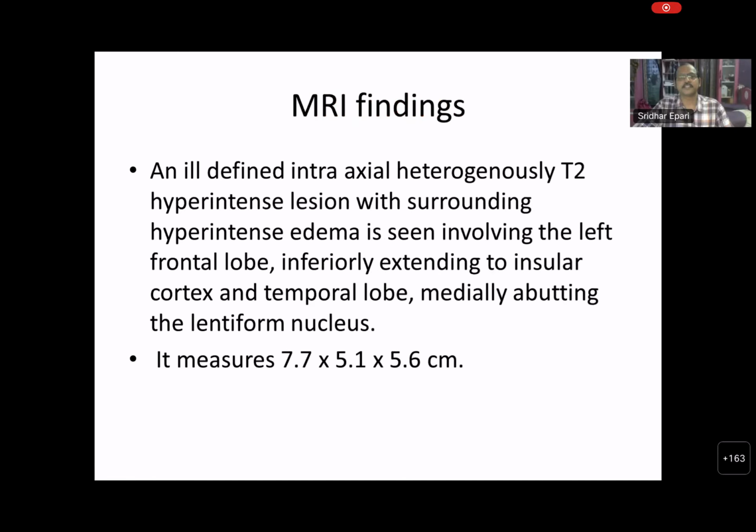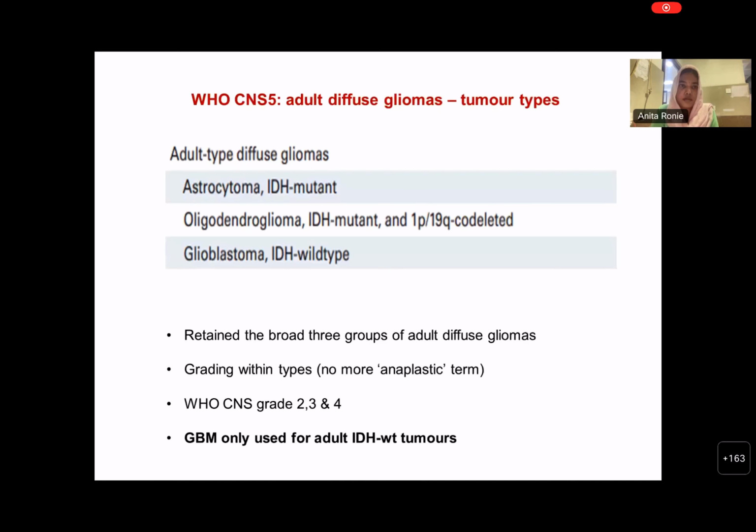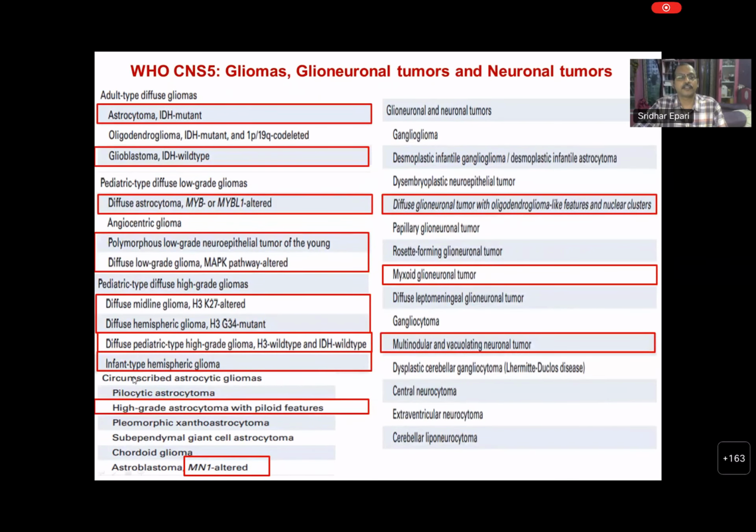Frontal lobe lesion. So when you read that the first line is ill-defined, what does it mean? It is not circumscribed. So if you go back to your classification, you have one group of tumors as circumscribed glial tumors, right? If you go back, you remember? What is the circumscribed astrocytic glial?